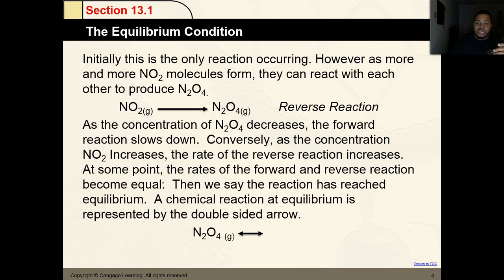Now, this is going to be represented by the double arrow. So if ever you look at a reaction, you see the double arrow that looks like this, or one that looks somewhat like this, I'll try to do my best, you know that it's an equilibrium step or an equilibrium reaction that's taking place.